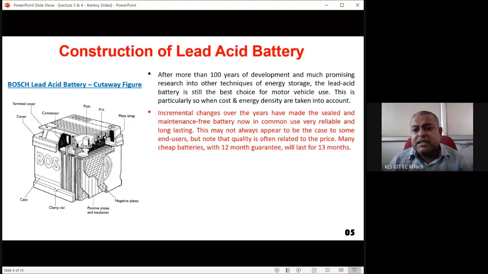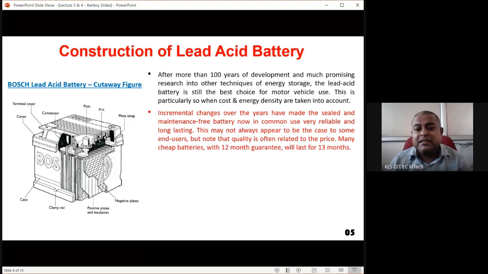So incremental changes over the years have made the sealed and maintenance free battery. So there are mainly again two types of battery. One we can open, we can put distilled water in it, we can check by hydrometer how much is the charge density, SOC and all those things. So there is the unsealed type. Okay. Previously we used to use that, but now there are only sealed type. We won't have to replenish the water now and then.